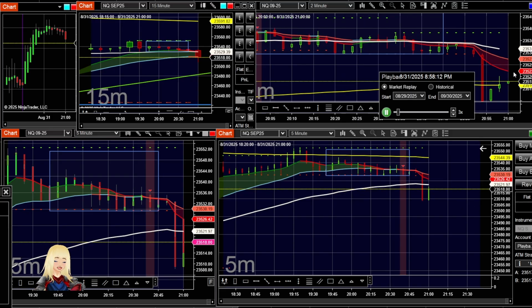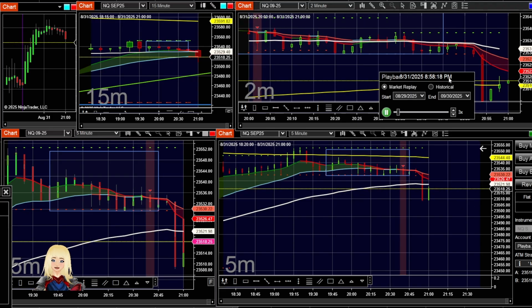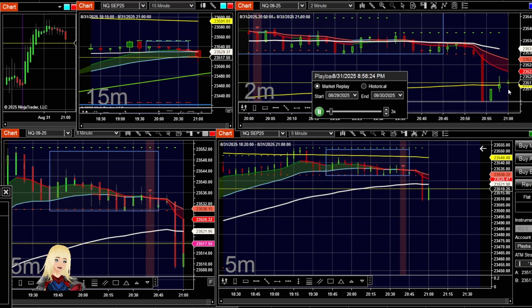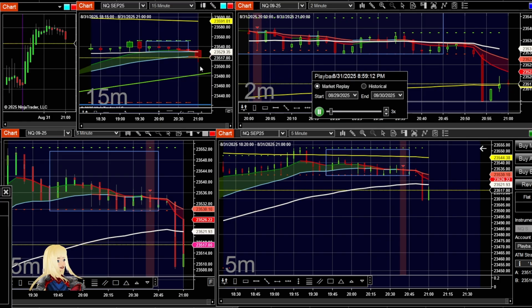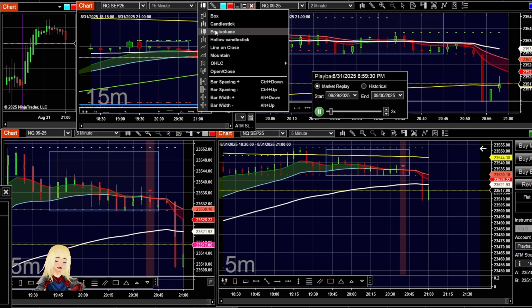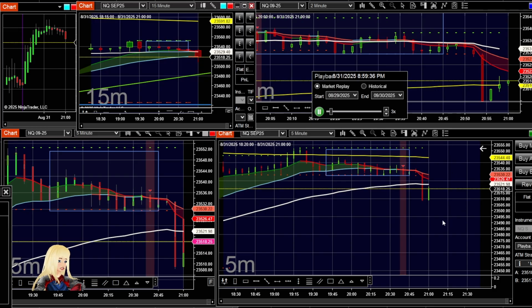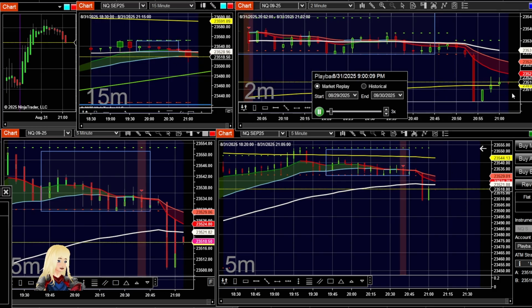Now, we also want to look at this 2-minute chart to see what the colors are happening over here. It was green. Now it's turning red. But this is a 2-minute candle, not a 5-minute candle. 2 minutes are more unpredictable. Okay, notice we have a big fat candle over here on our 15-minute chart, and I am using the equal volume candles that are based on the volume of the candle. Keep an eye on this.